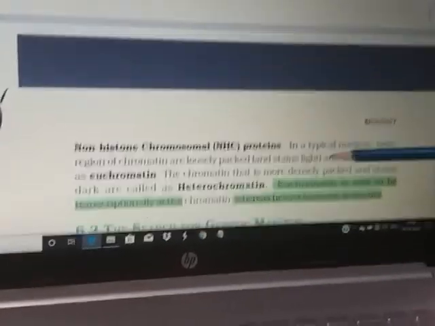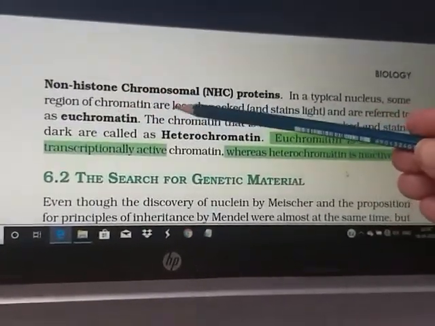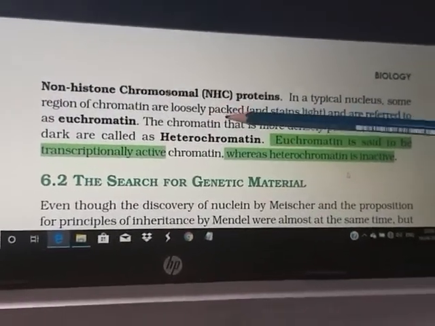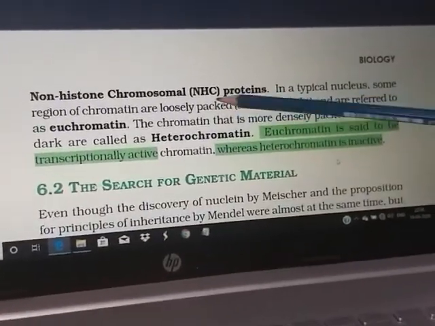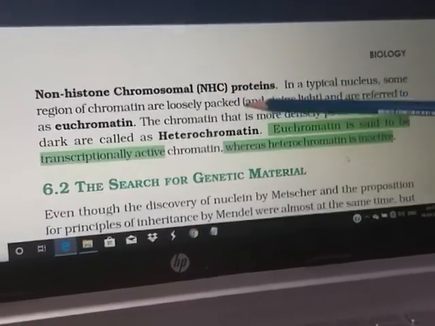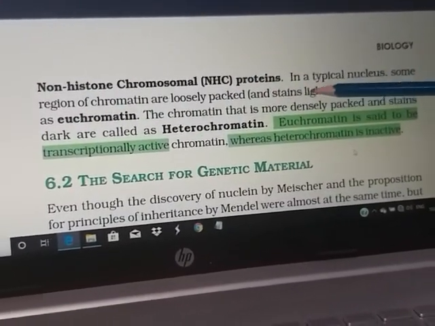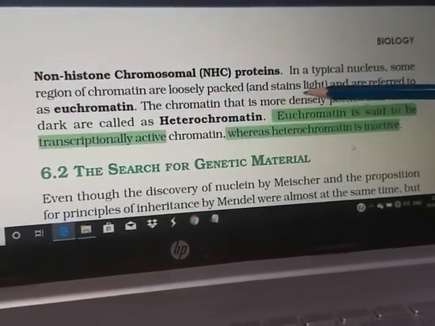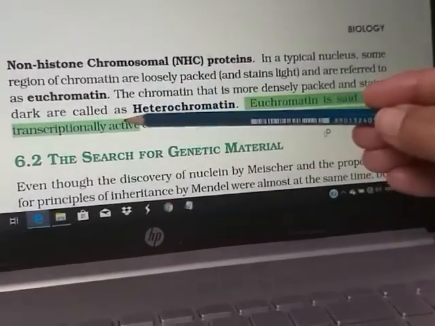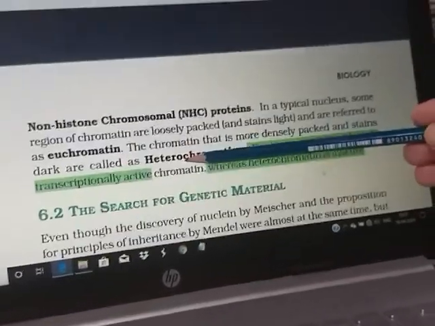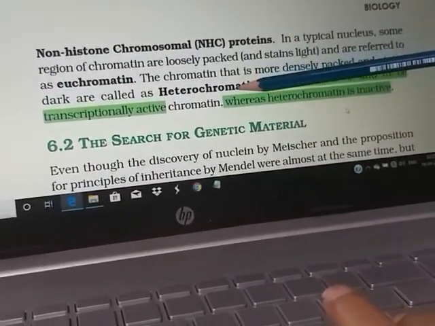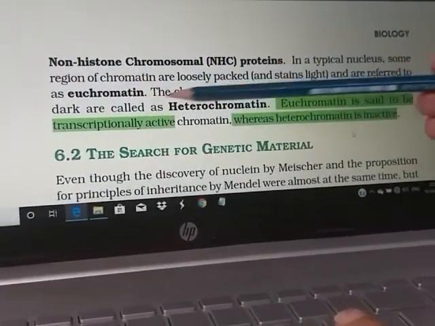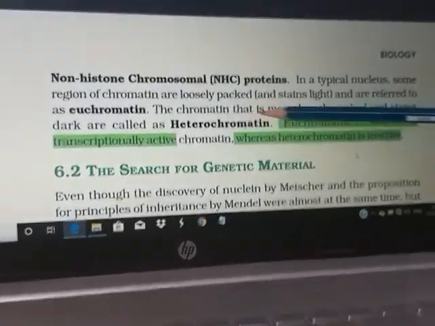In a typical nucleus, some regions of chromatin are loosely packed. We have studied that chromatin part, beads on the string. Some regions are loosely packed and stain light, and they are referred to as euchromatin. The chromatin that is more densely packed and stains dark is called heterochromatin. So there are two types, euchromatin and heterochromatin. One is loose, one is densely packed.